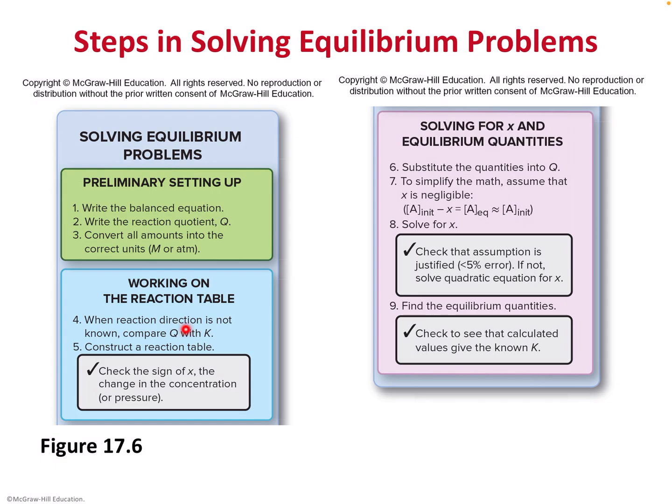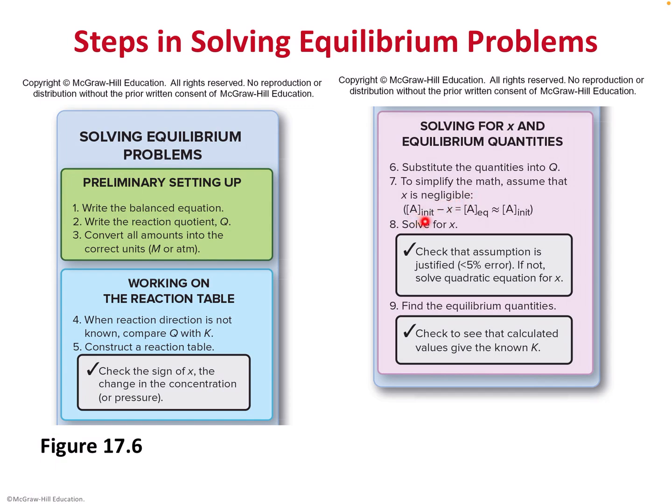When the reaction direction is not known, we can compare the Q with K, and then we construct a reaction table. Check the sign of the X, the change in the concentration or pressure. Then solve for X and the equilibrium quantities, substituting the quantities into Q. To simplify the math, assume that X is negligible. Remember, we use the quadratic equation if not.